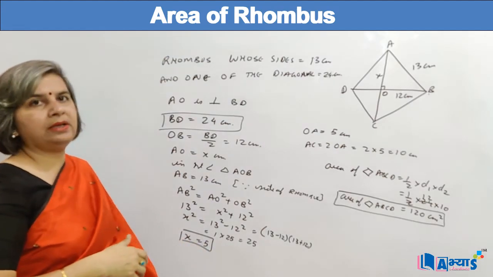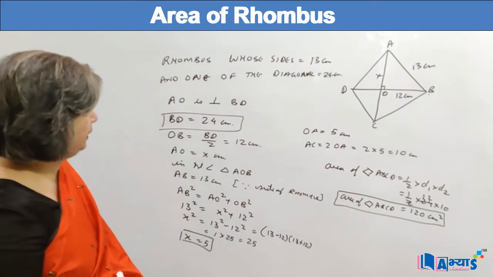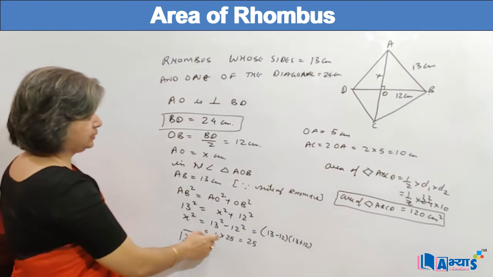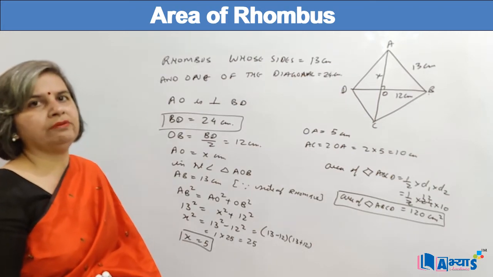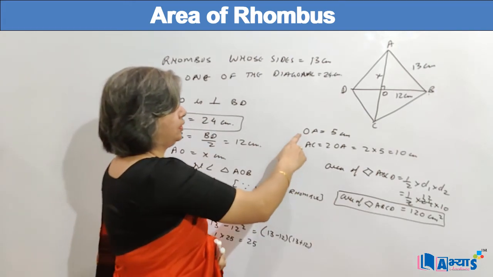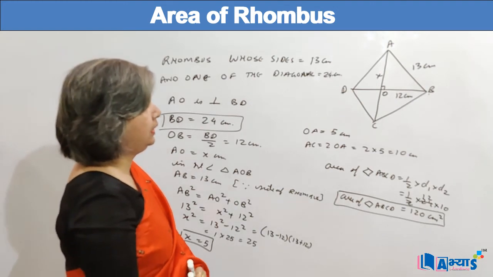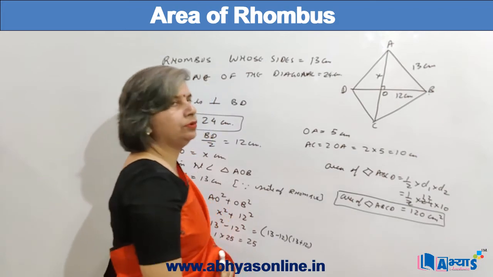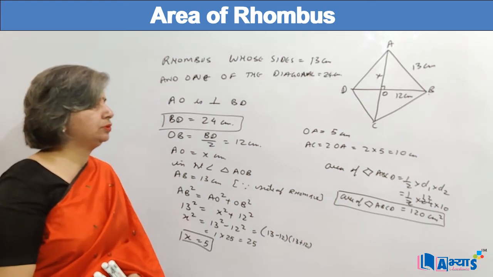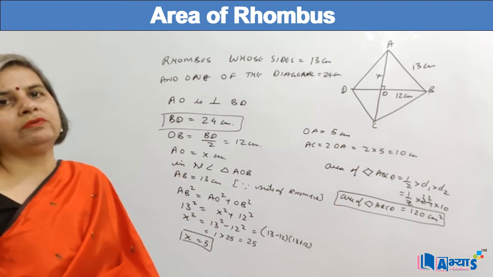So in the right angle triangle AOB, according to Pythagoras theorem, AB square is equal to AO square plus OB square, and substituting the values of AB, AO and OB, I found that X square is equal to 25. So X is equal to 5, because 25 is the square of 5. Now OA is equal to 5, so AC is 2 times OA, so the diagonal will be 10 centimeter. The area of rhombus ABCD will be half into D1 into D2, that means half into 24 into 10, which is 120 centimeter square. So this is how we can find the area of a rhombus when one side is given and one of the two diagonals is given.